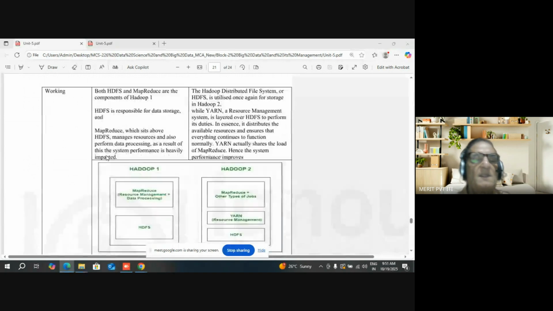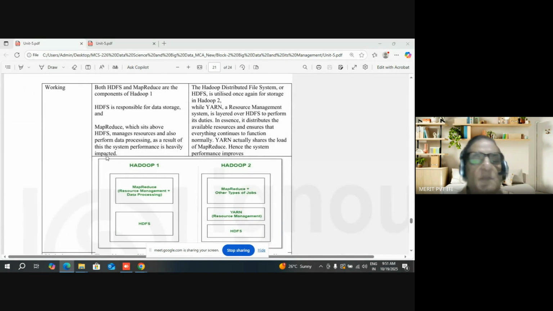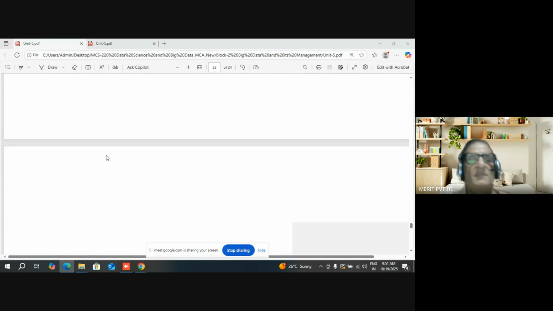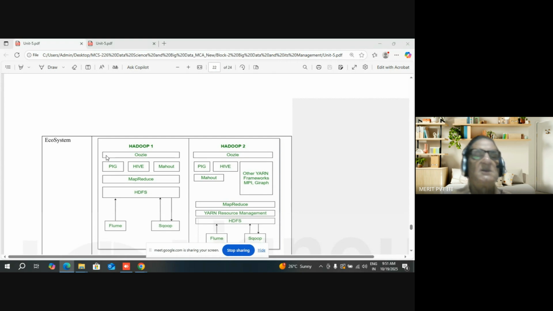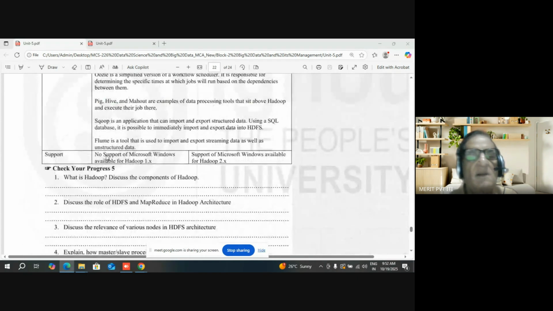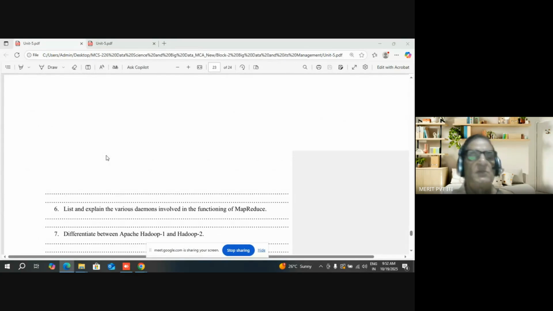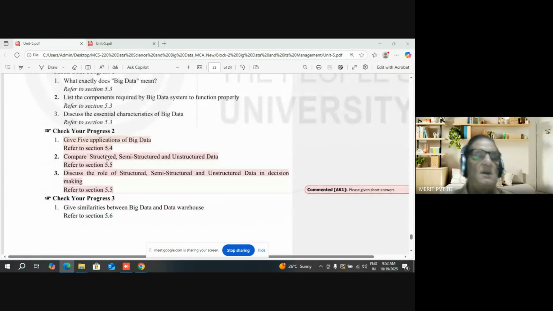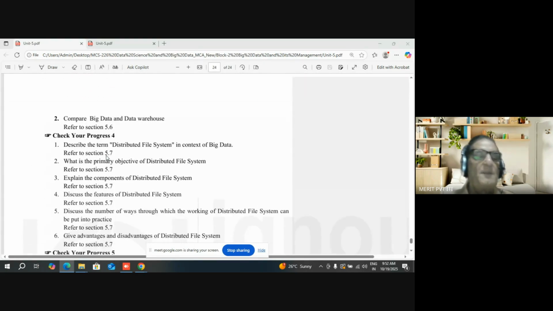So these are Hadoop 1, Hadoop 2. This is MapReduce, other types of jobs, YARN, this and all that. So that type of thing can be easily seen. This is Hadoop 1 again, Hadoop 2, so Pig, Hive, Mahout, all the things are there. So this covers our unit 5.